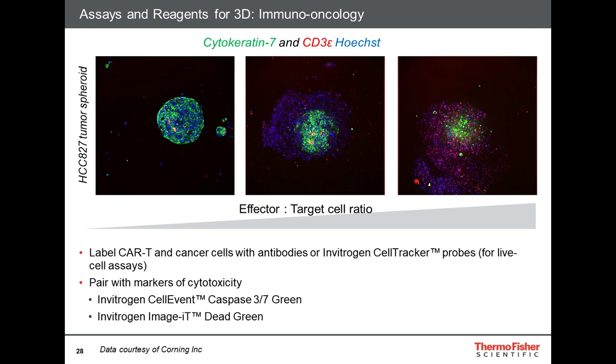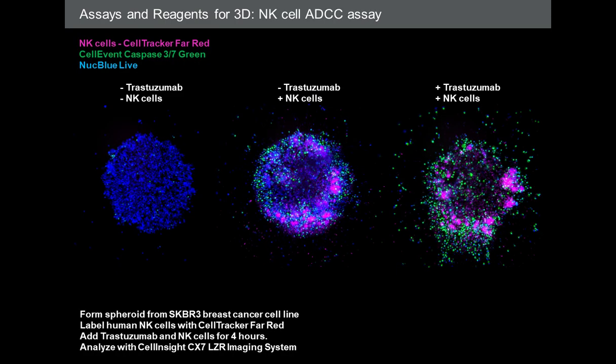So we're not actually reporting killing by this assay, but we can by adding cytotoxicity markers such as our CellEvent Caspase-3/7 reagent or dyes like ImageDead Green. Let me show you another example, and how instead of doing a fixed analysis like this, we can actually do a live analysis of immune cell killing in 3D.